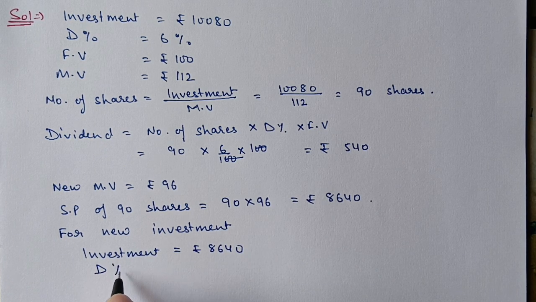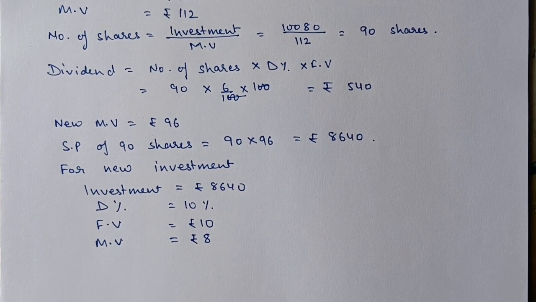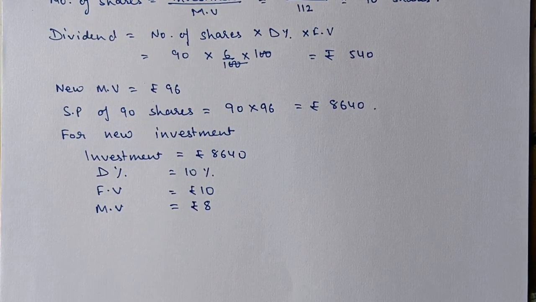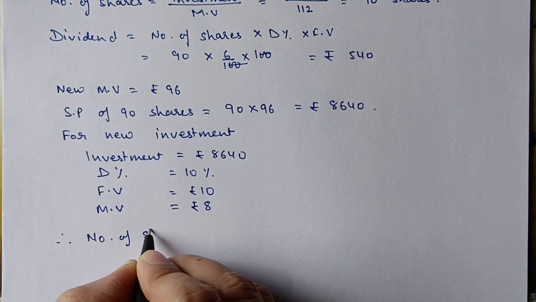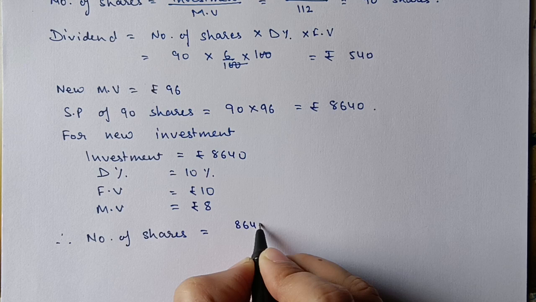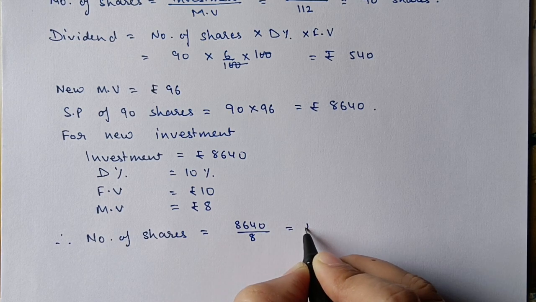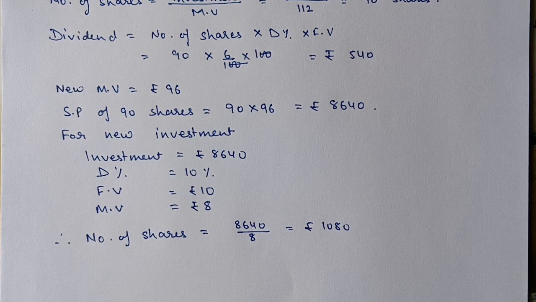The dividend percentage for the new investment is given as 10%. Face value is given as 10 rupees and market value is given as 8 rupees. So first we will calculate how many shares he can purchase from this investment. Number of shares is equal to investment upon market value. So after cancellation, 1080 shares he can purchase from this money.